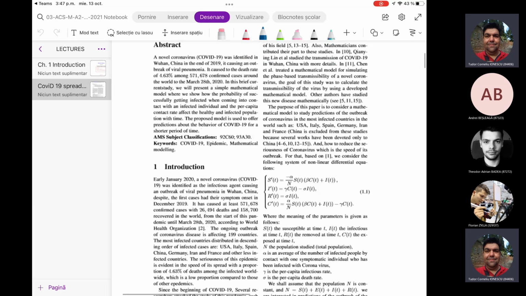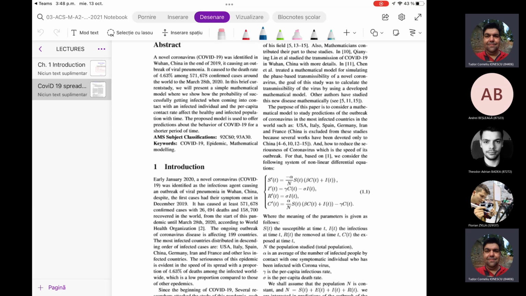And if you look on the second column of this page, the purpose of this paper was to consider a mathematical model to study predictions of the outbreak of the coronavirus in the most infected countries in the world. Such as USA, Italy, I'm not sure whether you remember the Italian situation back then, Spain, Germany, Iran, and France. Of course, China is excluded from these considerations. And of course, how do you want to reduce the seriousness of the coronavirus? So they cooked up this 4 equations model.